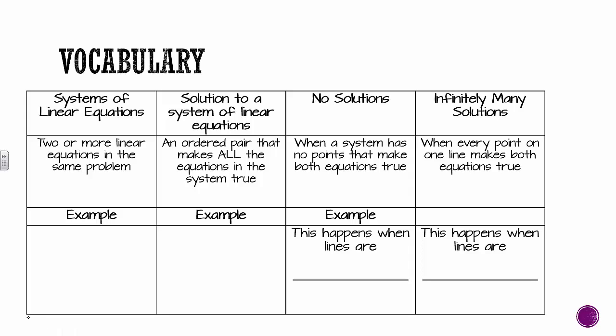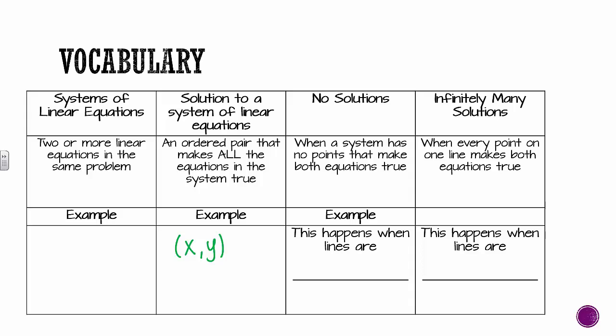Systems of linear equations means that we're going to have two or more linear equations in the same problem. For this class, we're just going to focus on two, but when you get into Algebra 2, you'll do 3 linear equations in the same problem. In a solution, what we're looking for, our answer, is an ordered pair that makes all the equations in the system true. And remember, an ordered pair is a point, like x comma y.